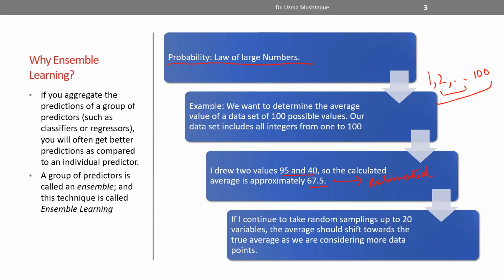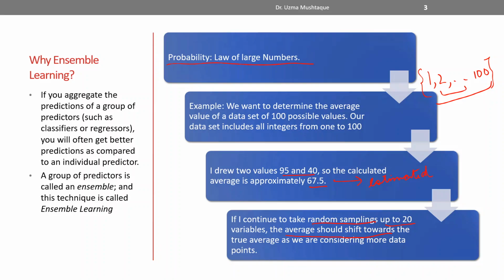If I continue to take random samplings and keep increasing the number of values that I'm picking up, so instead of 2, I pick up 5 and 10 and so on. If I go up to 20 variables and pick up randomly 20 values and average them, the average will keep shifting towards the true average of all these 100 numbers. That is the basic idea behind ensemble learning.